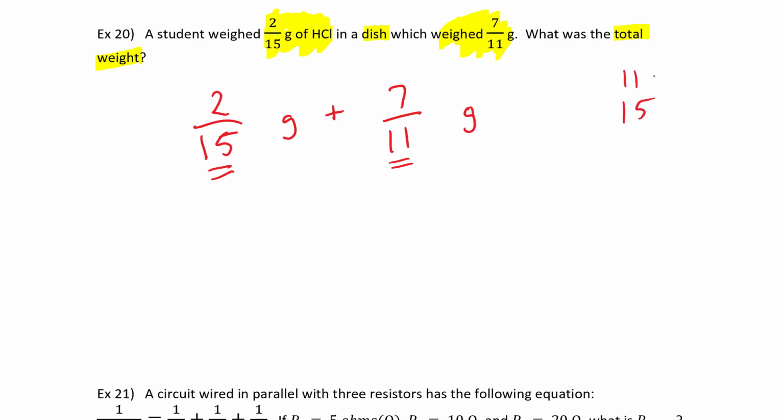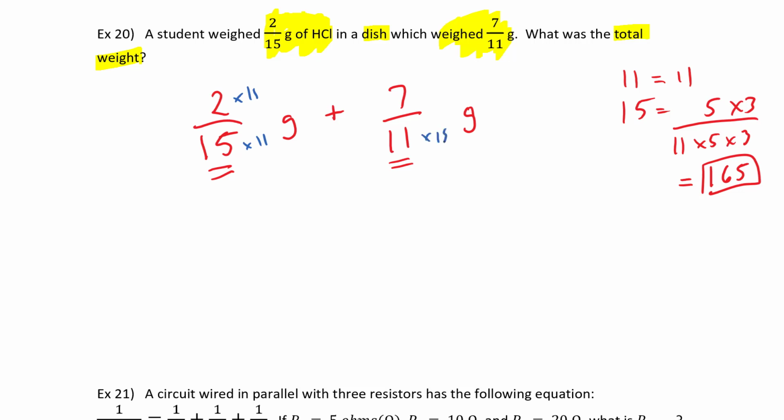11 and 15. 11 is a prime number. 15 is 5 times 3. 11 times 5 times 3. And in the end, here we get 165, a very large number. What we can do here, we can multiply the top and the bottom by 11 to get 165. Over here, multiply the top and the bottom by 15.